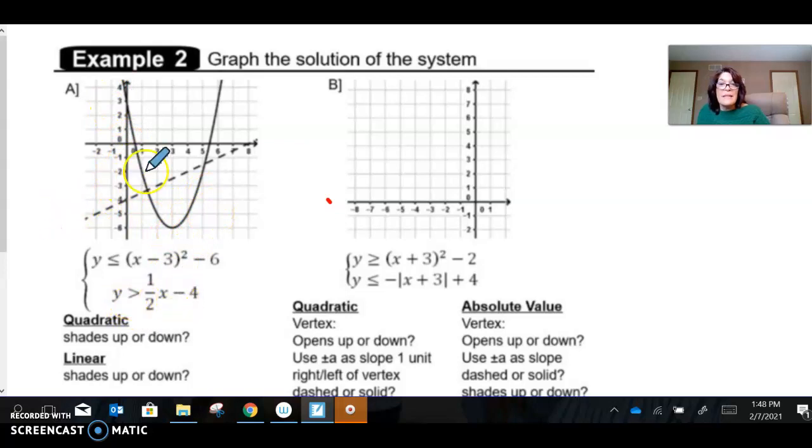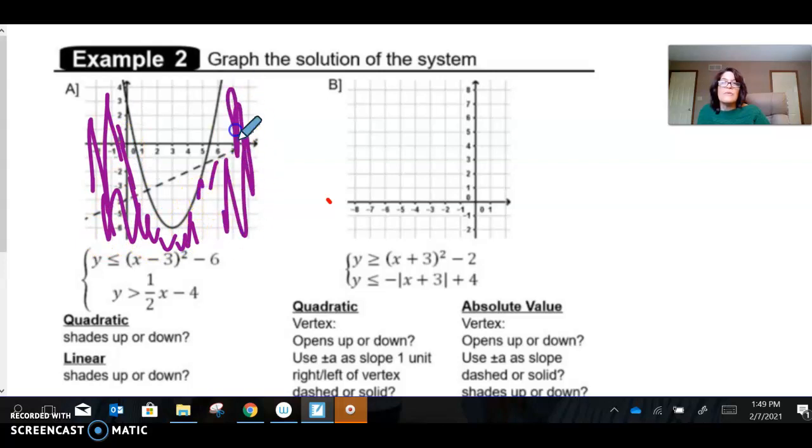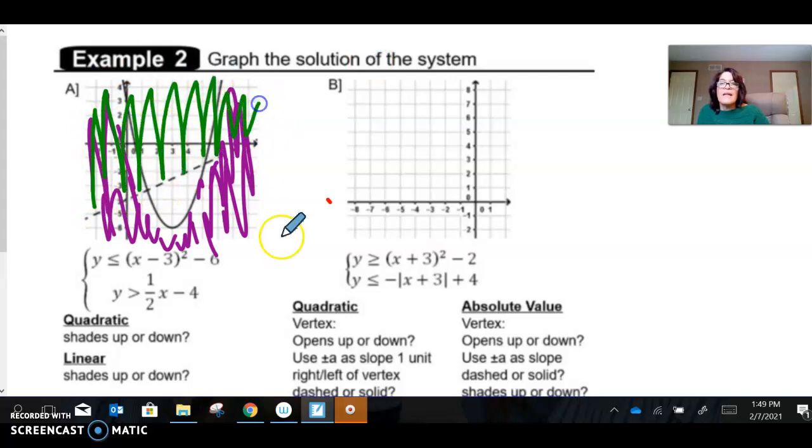As far as the line, slope of 1/2, y-intercept of -4, it's dotted because it's just greater than. I was supposed to shade everything above the line, right? So if you have to shade twice, that's fine. Let me just do it lightly. So I wanted under the parabola, but I also wanted above the line. So can you see the part that's shaded twice? So here, above the line, but under the parabola.